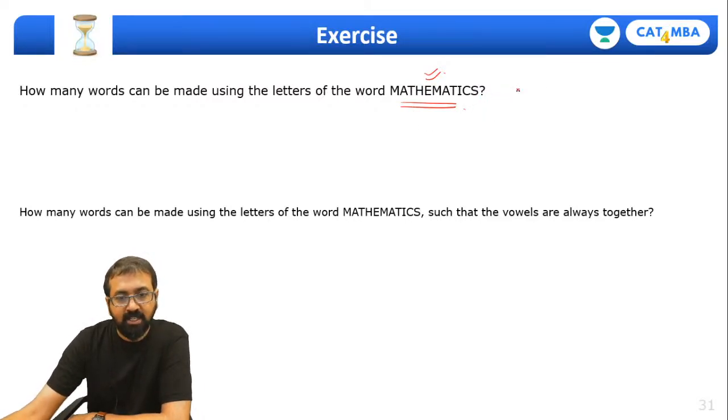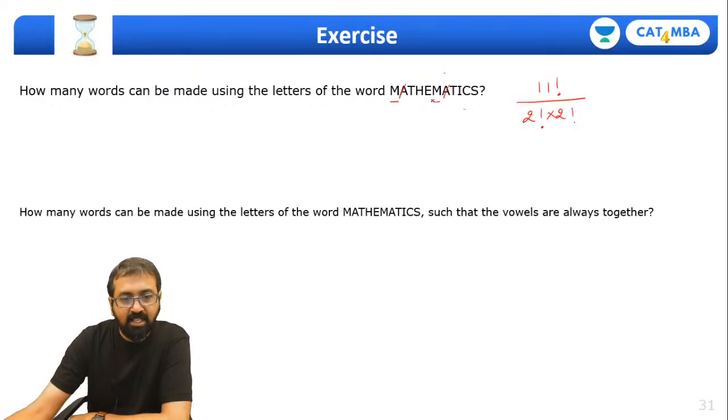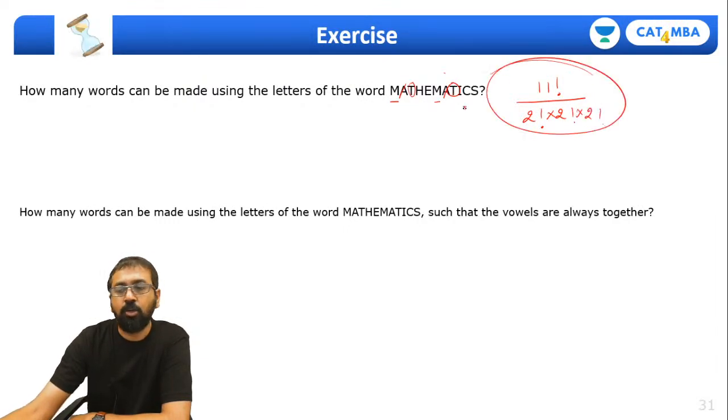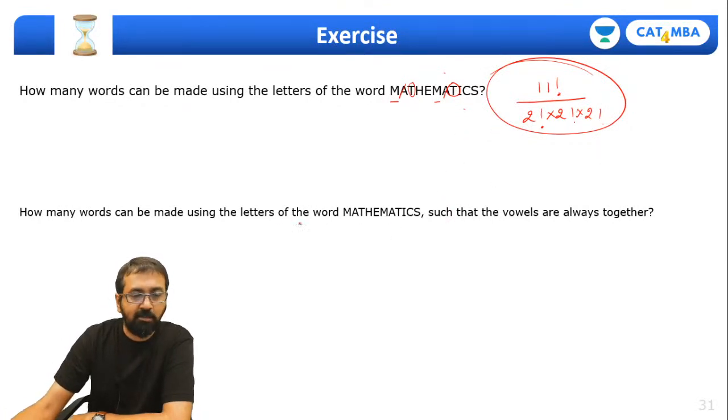So yeah, there are 11 letters, so 11 factorial, but then how many letters are identical? So there are 2 M's, so divide by 2 factorial. Then there are 2 A's, so divide by a further 2 factorial. And there are 2 T's, so further divide by 2 factorial. Are you all clear with this, everyone? Right. So this was not that difficult, but yes, this question you need to be pretty careful.